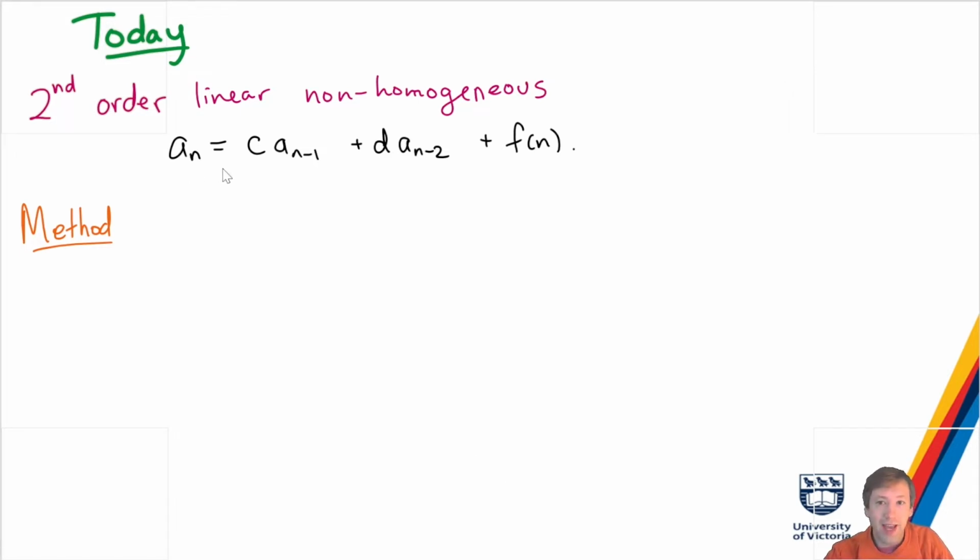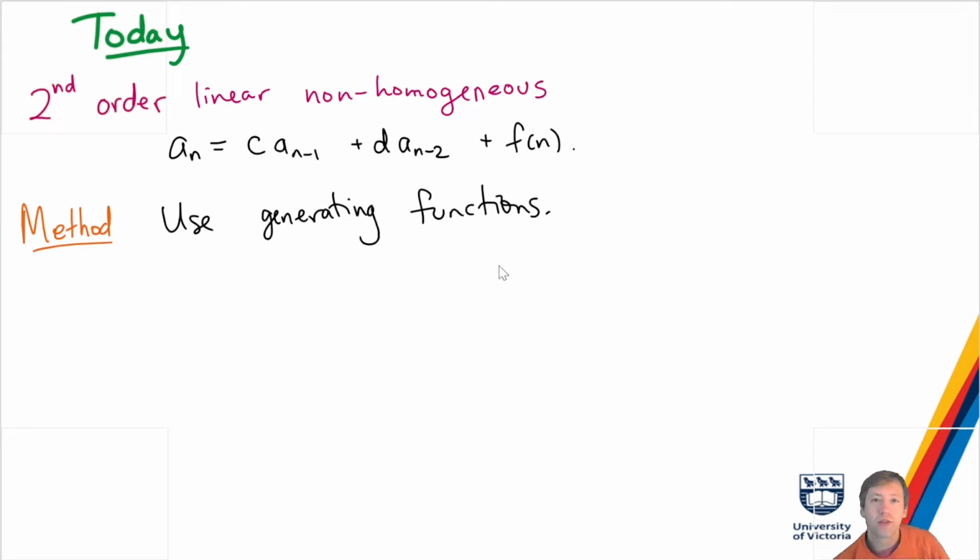So imagine a_n is of the form c times a_{n-1} plus d times a_{n-2} plus f of n, for some function f of n, okay? Where c and d are constants. So what we're going to see here is a bit more of the magic of generating functions. So basically, we're going to use generating functions.